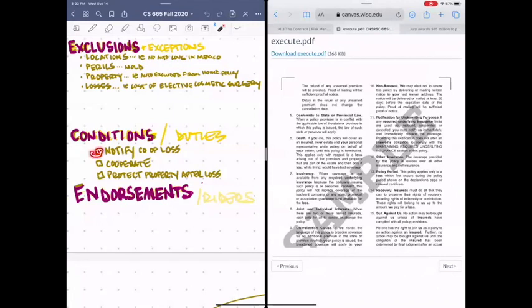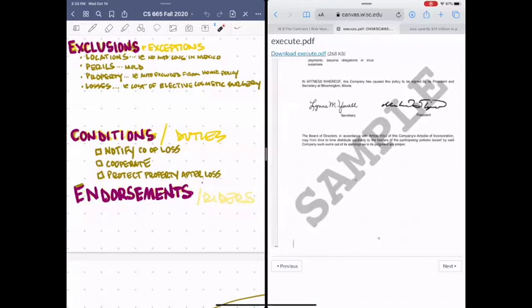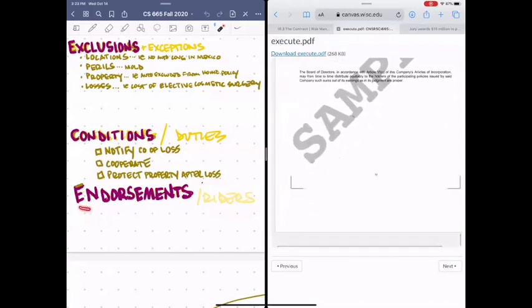So notifying of a loss, cooperating is one of your duties, and protecting property after a loss. And there aren't any endorsements to this particular sample policy, but many of them would have an endorsement. Property and casualty policies have endorsements. Life and health policies have riders. I don't know why that difference arose, but it did. So that's the contract in a nutshell.